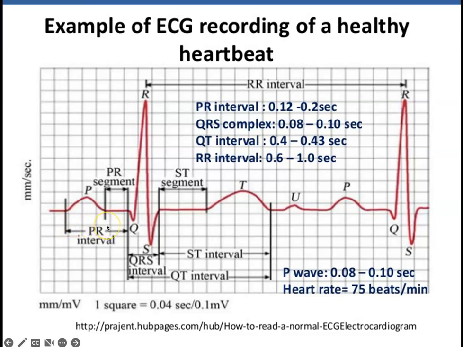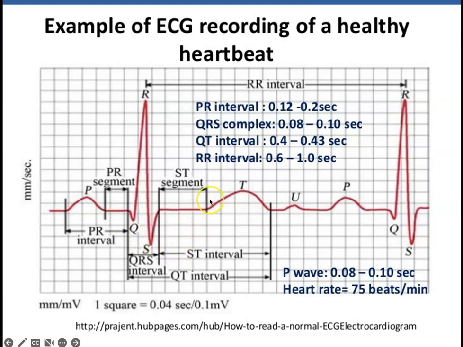So normals for the PR interval are going to be from 0.12, so that means 3 little boxes, to 5 boxes. So that's 0.12 to 0.2. If it's longer than 0.2, that's a type of heart block that you're having. Then the QRS, normal here in this textbook, they call it 0.08 to 0.10. I've seen 0.08 to 0.12, 0.09 to 0.11. It just depends on the book you're looking at.